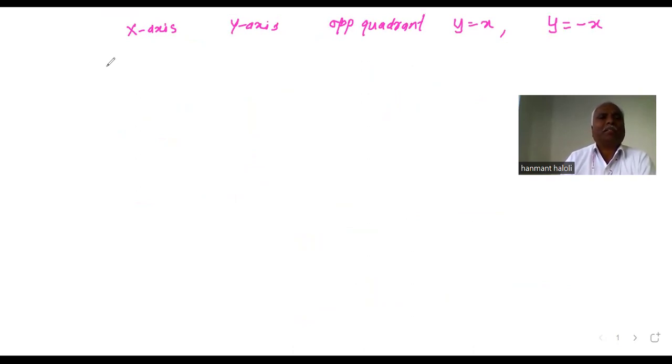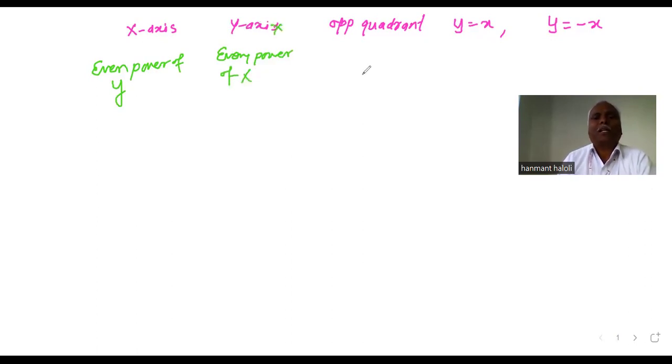Now symmetric about x-axis means even power of y. Symmetric about y-axis means even power of x. Opposite quadrant means x is replaced by minus x, that is, the sign is changed. X is changed to minus x and y is changed to minus y. Then you say that the given curve is symmetric in opposite quadrant.